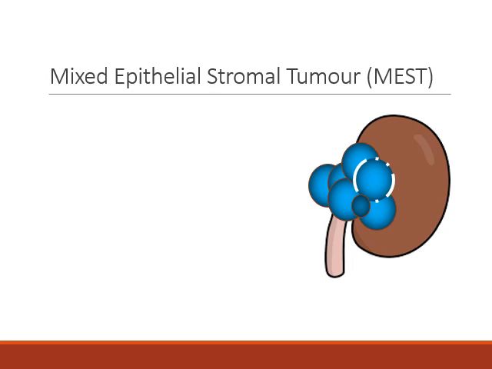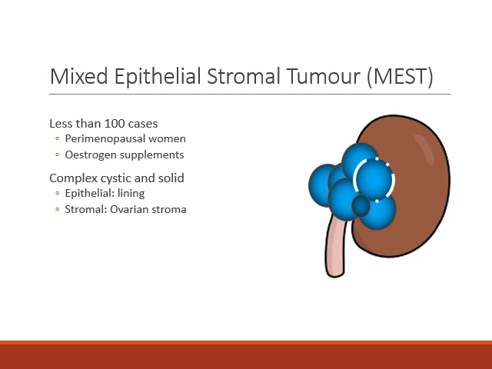There are 2 other cystic lesions to cover. We're almost done. The first one is MEST, mixed epithelial stromal tumor. This is a recently described entity. There are only around 100 cases in the literature so far, and as the name suggests, they're mixed solid and cystic masses with both stromal and epithelial components.